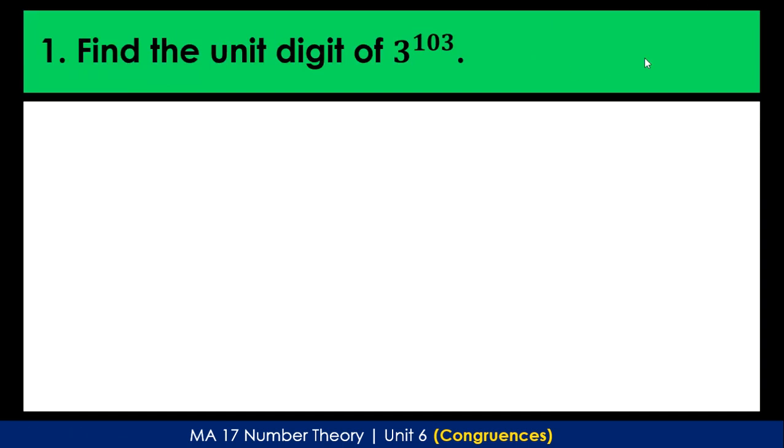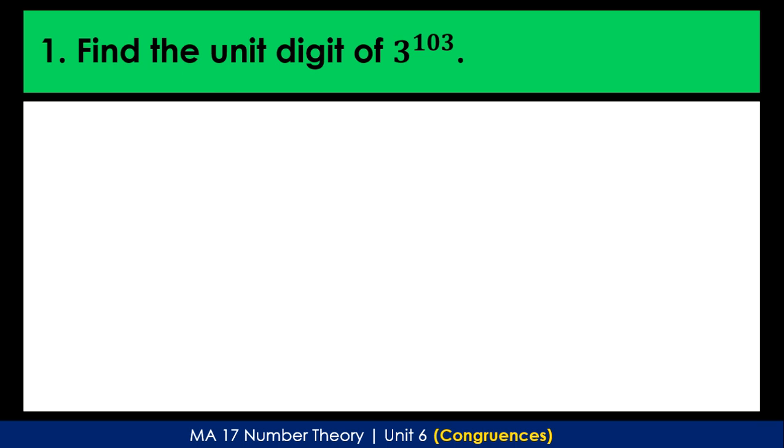Okay, so let's try to apply the congruences on the following problems. Starting with number 1: find the unit digit of 3 raised to 103. If we look at this, it's quite hard to express 3 raised to 103, so we can't identify it easily. But with the use of modular arithmetic, let's try to solve for the unit digit of this number.